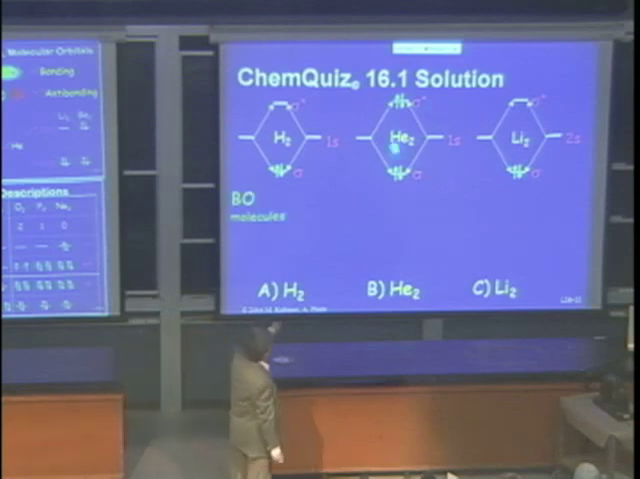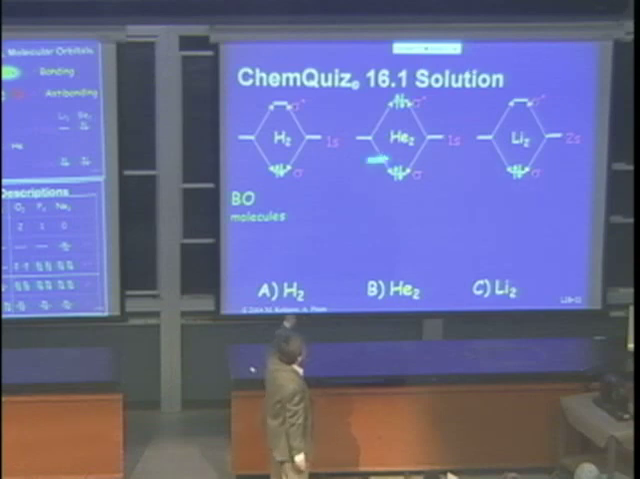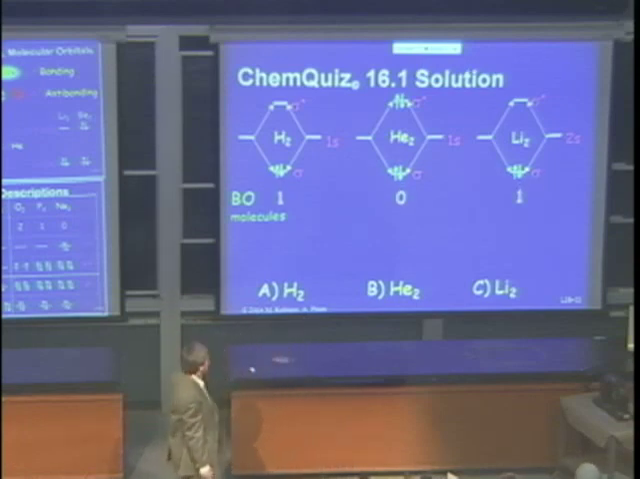What's the bond order of this here? So we have 2 here and 2 here. We are still in the 1s. Sigma, you have 2 minus 2 is 0, divided by 2 is still 0. What's this here? That's the same as this here, isn't it? So this is 1, 0, 1.